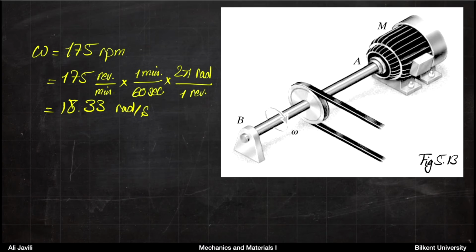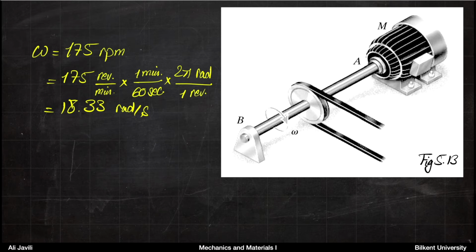So to solve this problem, the first thing you need to do is to pay attention that the angular velocity is given in terms of RPM. And what you must do is to express the angular velocity in terms of radian per second. So you need to change the unit of that.